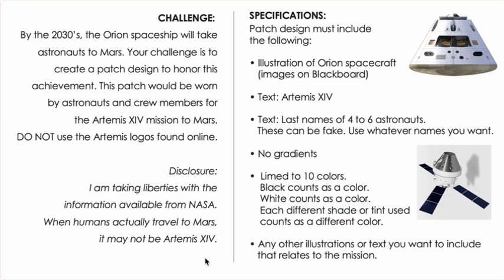The patch design must include the following: an illustration of the Orion spacecraft. These images are up on Blackboard, and you'll be able to find a lot more when you're doing your research. So this is what it looks like. When I talk about the Orion spacecraft, I'm talking about this part here that holds the astronauts. You can show it this way, or you can show it this way. This part right up here is the Artemis capsule. This has these little flipper things that help move it around.